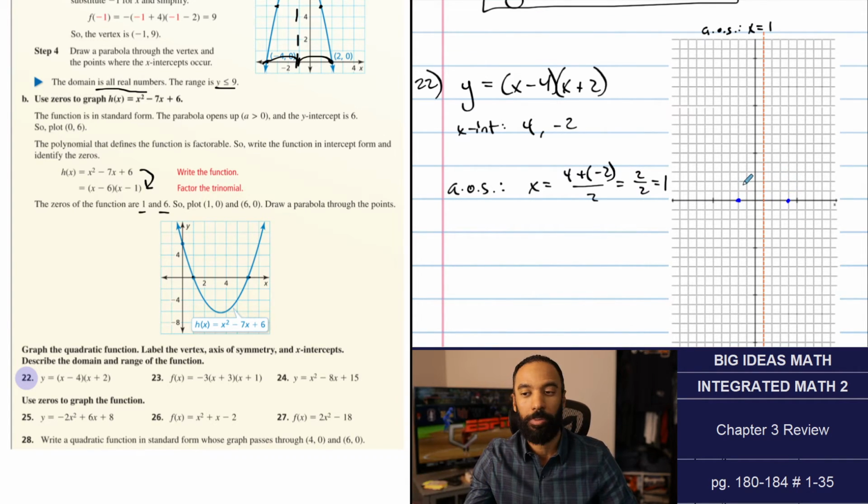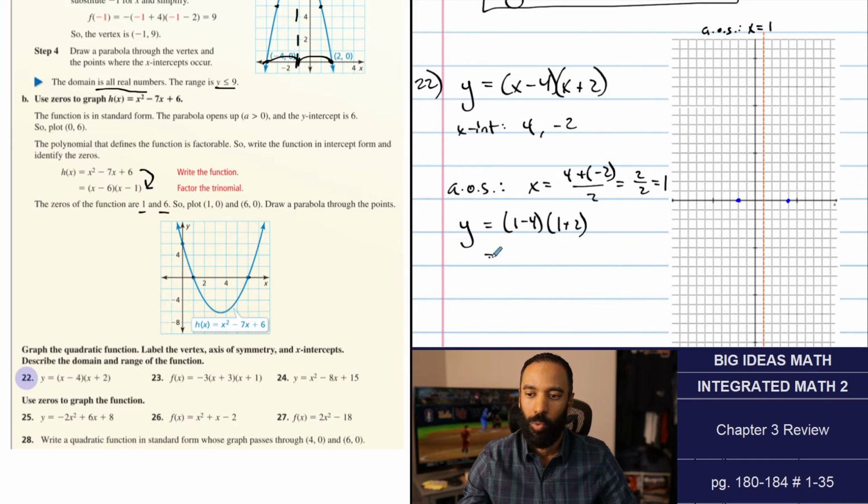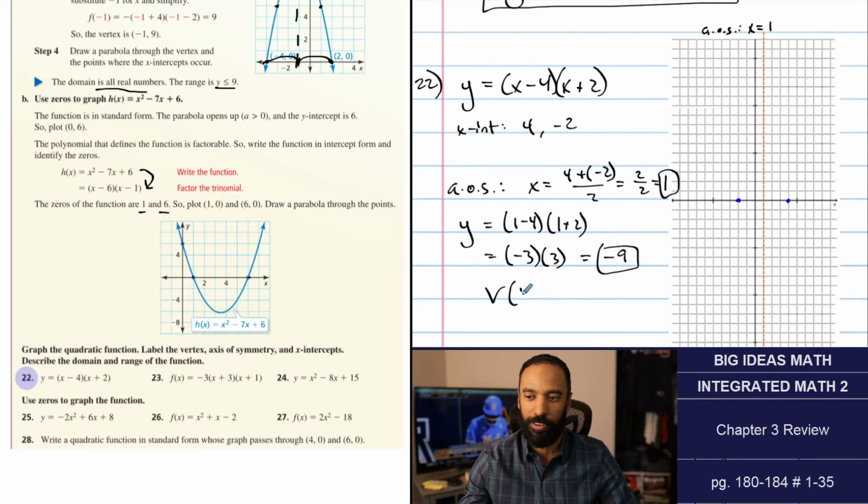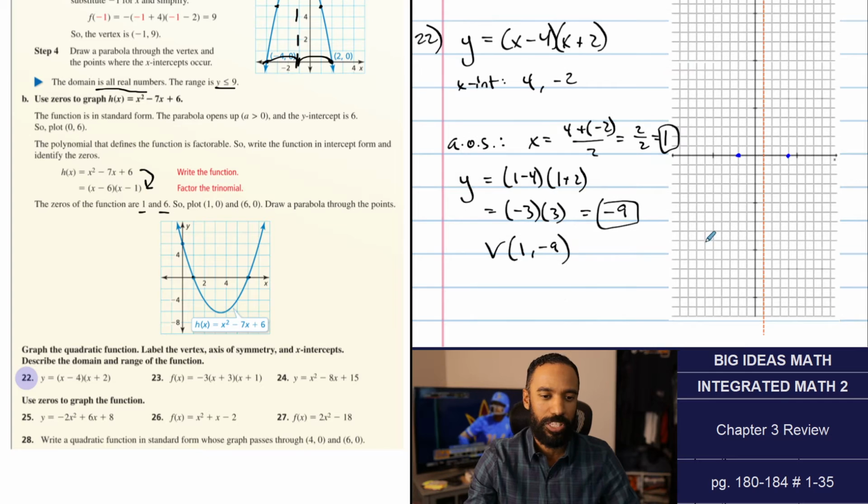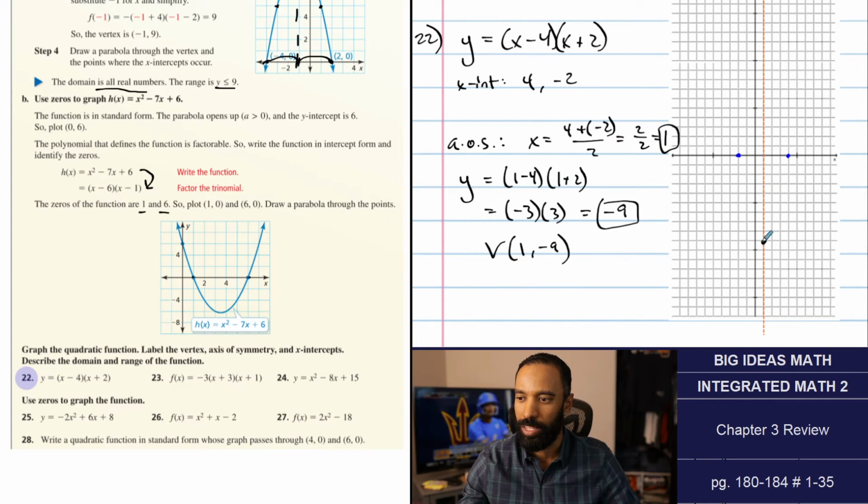But we still have to plug 1 into our equation to get the y value of the vertex. We have to figure out where it hits. So this will be 1 minus 4 times 1 plus 2. 1 minus 4 is negative 3. 1 plus 2 is positive 3. You will see backwards effects on these when you're plugging in these values for the vertex, and we get negative 9. So the x value is 1, the y value is negative 9. That is the vertex at 1, negative 9. Let's label it as they ask us to, right there.